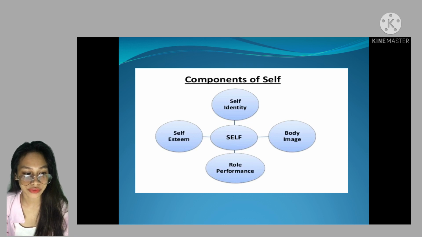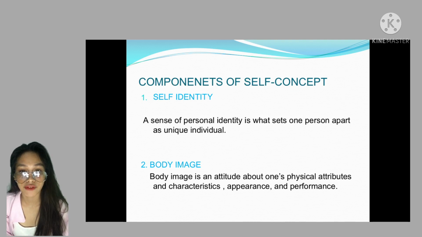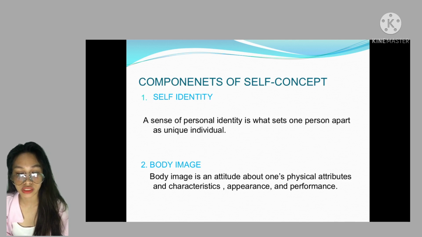Number 1, component of self: self-identity. A sense of personal identity is what sets a person apart as a unique individual. It may include the person's name, gender, ethnicity, family status, occupation, and roles. Personal identity develops during childhood from self-reflection and feedback from others.